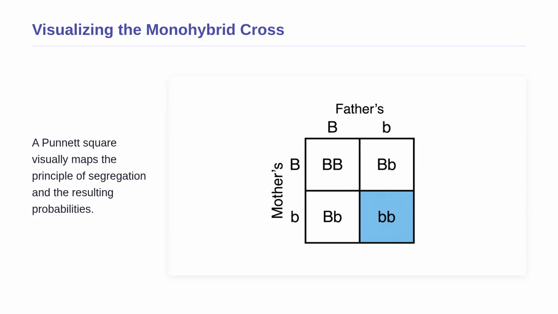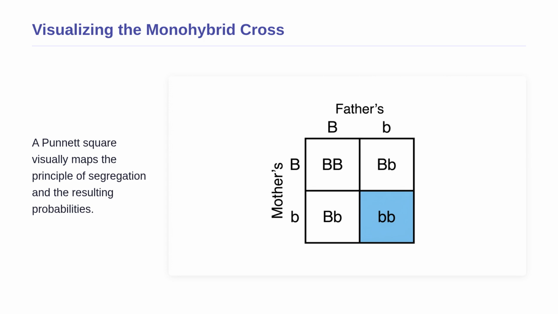Now that we have calculated these probabilities, let us look at a visual representation of what is happening. This is a Punnett square for a monohybrid cross. Along the top, you see the two alleles from one parent, labeled capital B and lowercase b. Along the left side, you see the alleles from the other parent, also capital B and lowercase b. The 4 boxes in the middle represent the possible genetic combinations for their offspring.